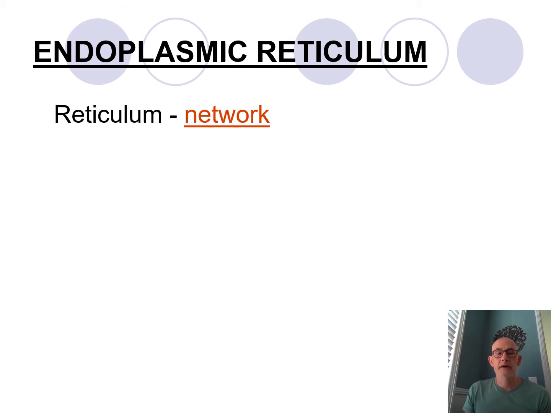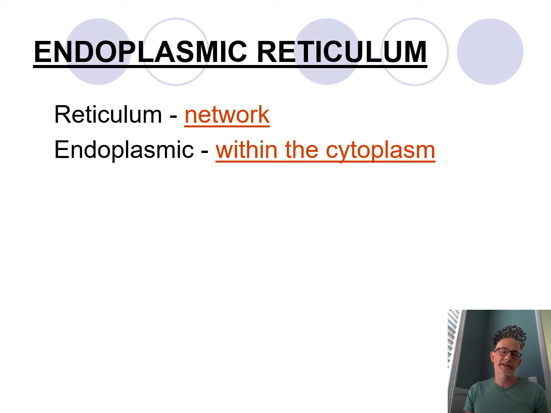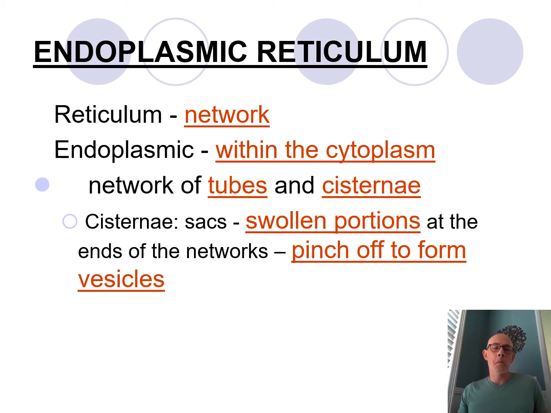Endoplasmic reticulum comes in two types. Reticulum means network, endoplasmic inside of the cytoplasm. And these tubes and cisternae, the cisternae are simply the ends of the tubes. Think of it as a cul-de-sac inside of a neighborhood. The tubes are the roads that go through the neighborhood, and then the cisternae are the cul-de-sac.